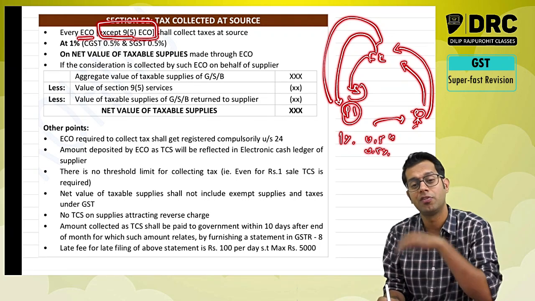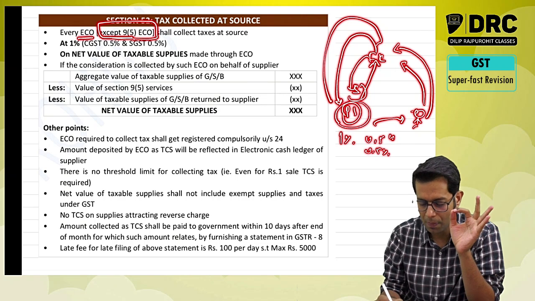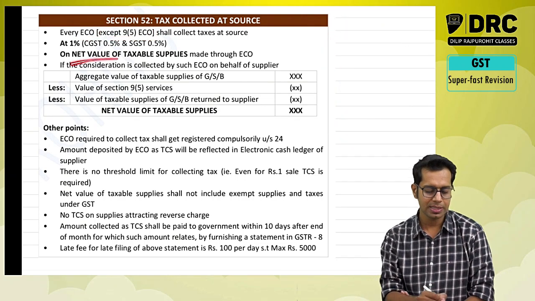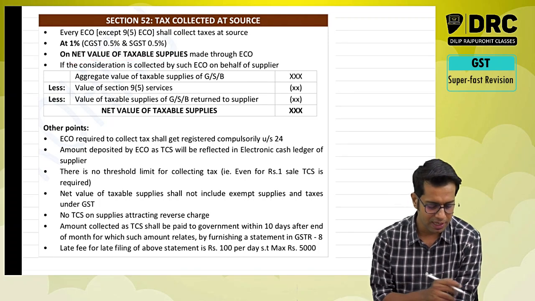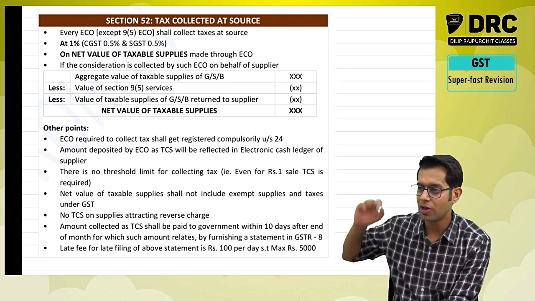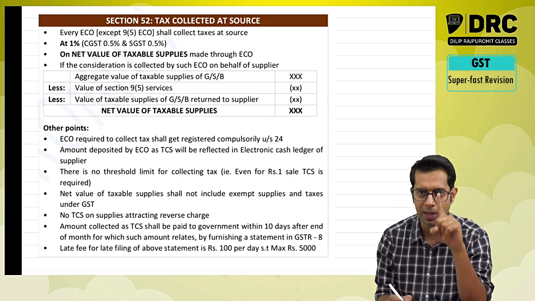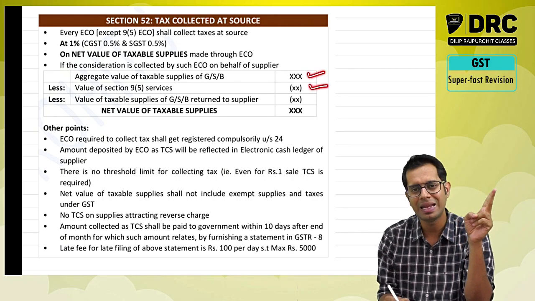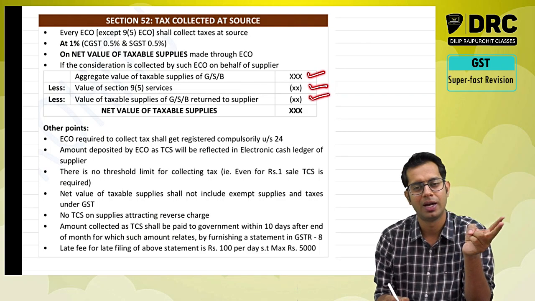So what is happening under 52? A supply is made by a supplier through an e-commerce operator, and the payment also comes to the supplier through the e-commerce operator. Now, TCS is required to be collected on the net value of taxable supplies. So what is this net value of taxable supplies? Take your total taxable supplies made through the e-commerce operator, subtract the supplies covered under section 9 subsection 5, and subtract the value of supplies which are returned.